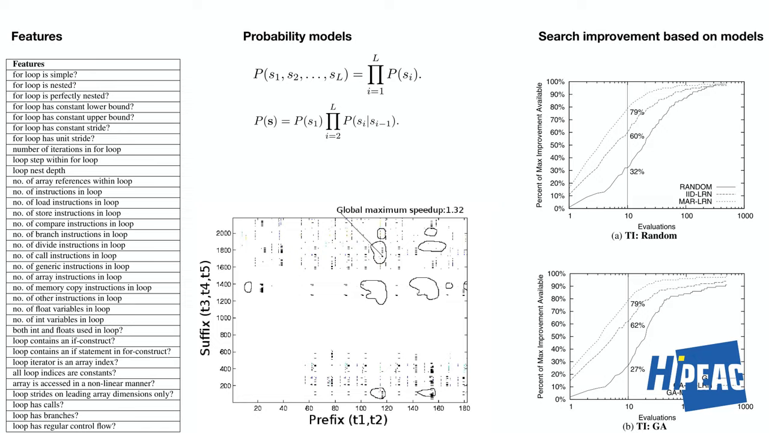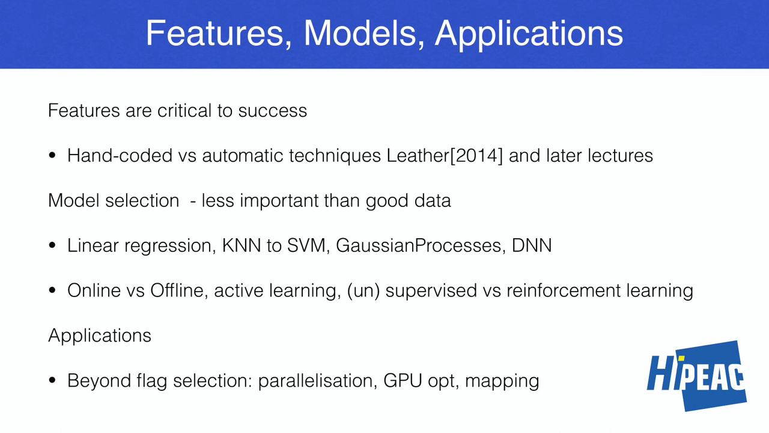I'm not going to go on. This is taxonomy. This is probably the key point I get before we finish very quickly. Features are critical to success. How you automatically generate them was tricky. Hugh Leather and his PhD looked at techniques using genetic programming as a way of doing it.